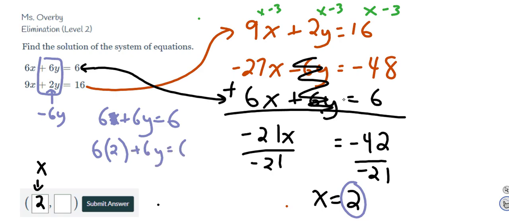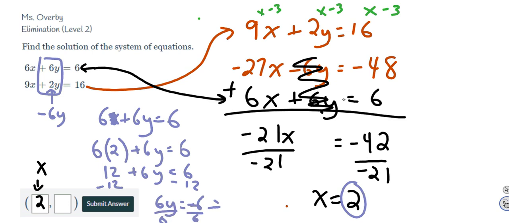And then I'm going to solve for y. 6 times 2 is 12. Now I got a 2-step. Subtract the 12. That's 6y equals -6. Divide by 6. And get y equals -1. And we're going to put that y here. Once again, if we graph these two equations, they would intersect at the point (2, -1).